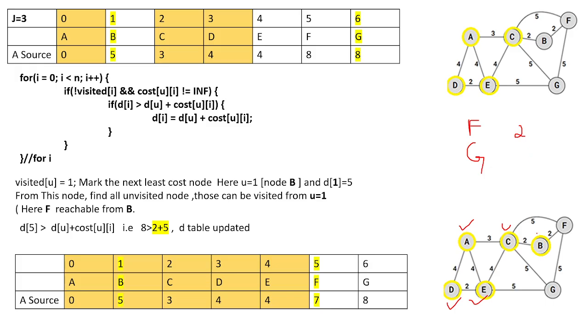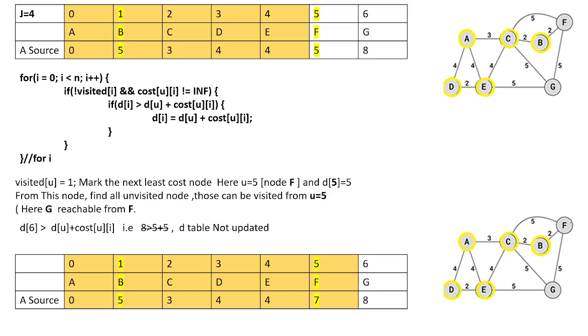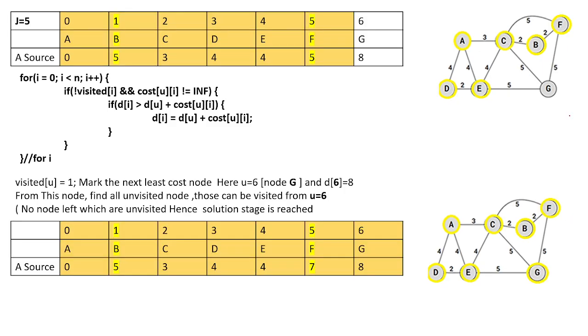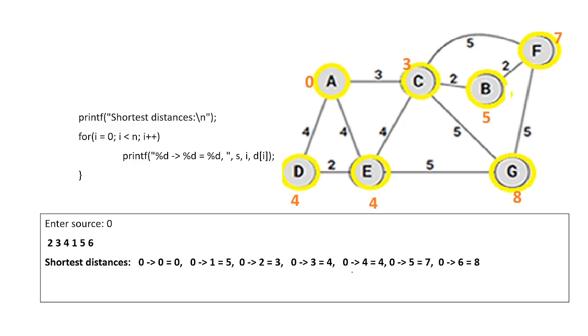What is the cost of reaching to B? That is 5 plus 2 is 7. Earlier it was 8, now it is 7. So the better value is 7. So you replace it. So F is now marked. The remaining node is G. There is no other neighboring node because all its neighbors are visited. So this is the final thing.